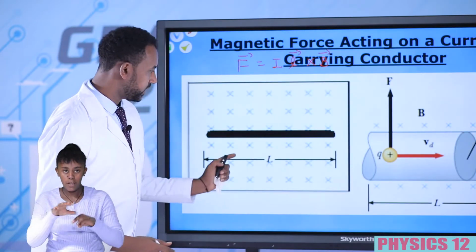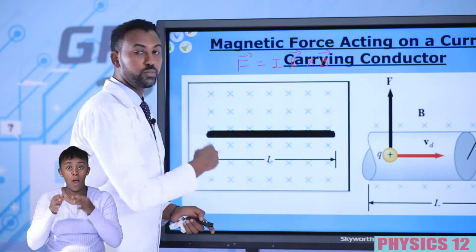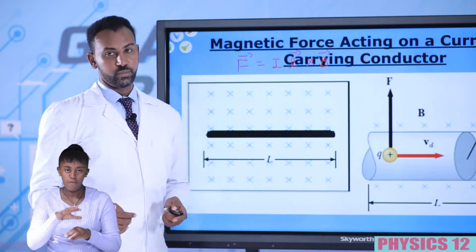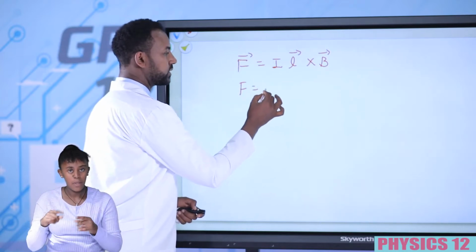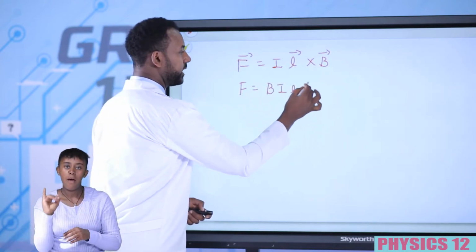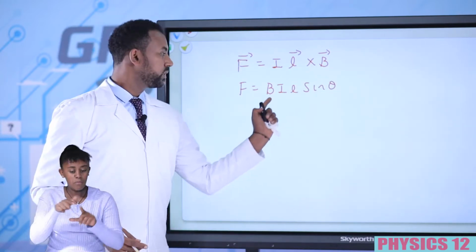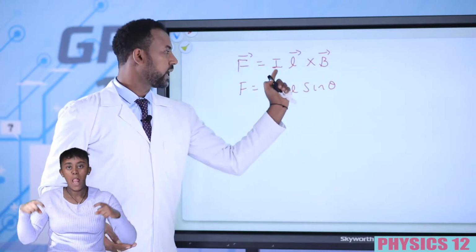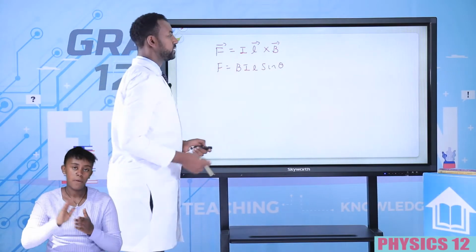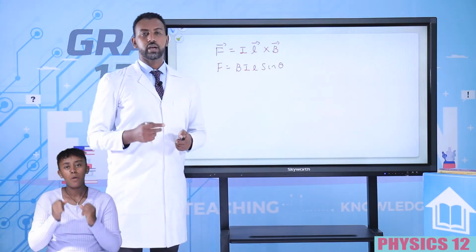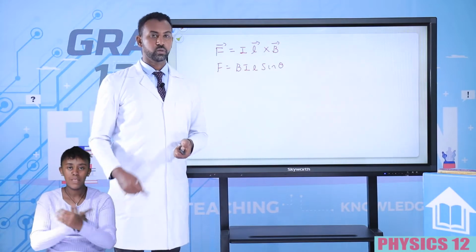field. As you see here, there is a straight current carrying conductor immersed into a uniform magnetic field which is acting into the page. Then it's possible to determine the magnitude of the force as BIL sine theta, where theta is the angle between the electric current I and the magnetic field B. It's possible to find the force, and again to use the right hand rule to determine the direction of the magnetic force exerted on this straight current carrying conductor.